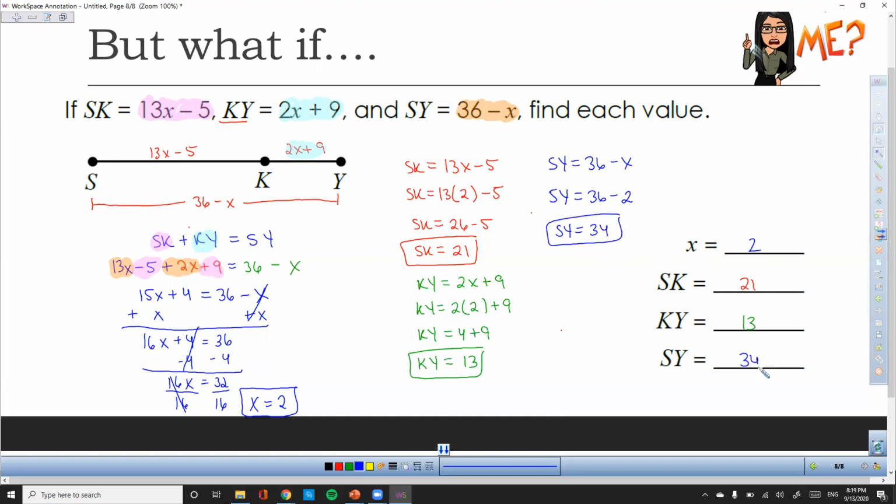Now, how do I know my answer is correct? Because here, remember, what do we say? The length of segment SK plus the length of segment KY should equal the length of segment SY. Well, what's 21 plus 13? 34. And that's how I know my answer is correct, because all the information I'm getting is true. It all applies to the segment addition postulate. All right, so that's how we can find the length of each segment after we were able to solve for x.